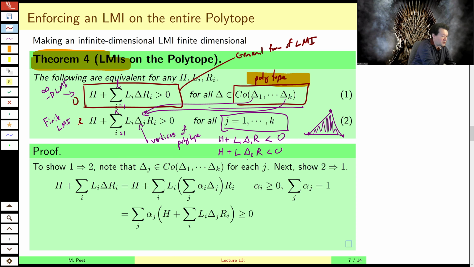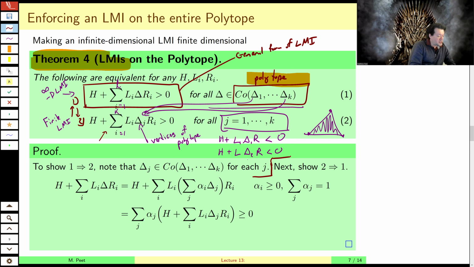1 and 2, right? We want to show they're equivalent, so we want to show 1 implies 2, and we want to show 2 implies 1. Showing 1 implies 2 is really quite obvious, right? If the LMI holds at every point in the polytope, then obviously it holds at the vertices, right? So we're done with that. The other direction, of course, seems much harder, right? If it's holding at a finite number of points, how do we prove that it holds for all the weighted averages of those points? Okay. It's actually not too hard to show, in fact, and I show it here in 2 lines. It's not terribly difficult, right?